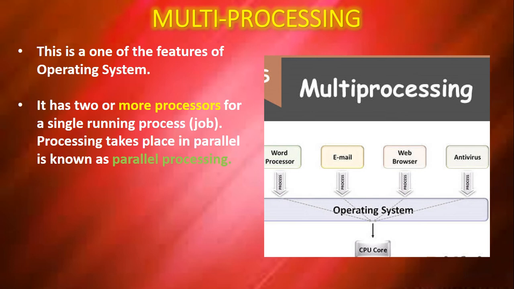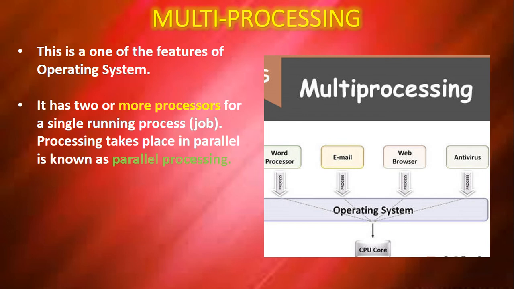Normally one processor works, that is, it executes one job. If you are using more than one processor, that is CPU, that is microprocessor, to execute a single job, that is called multiprocessing. Sometimes a single job is divided into different tasks, and each task is executed by a separate processor at the same time. That is multiprocessing.